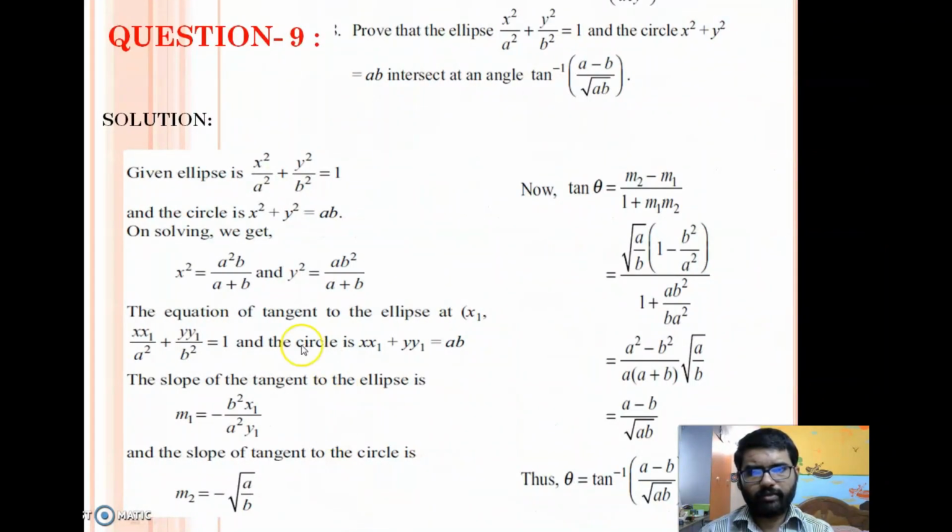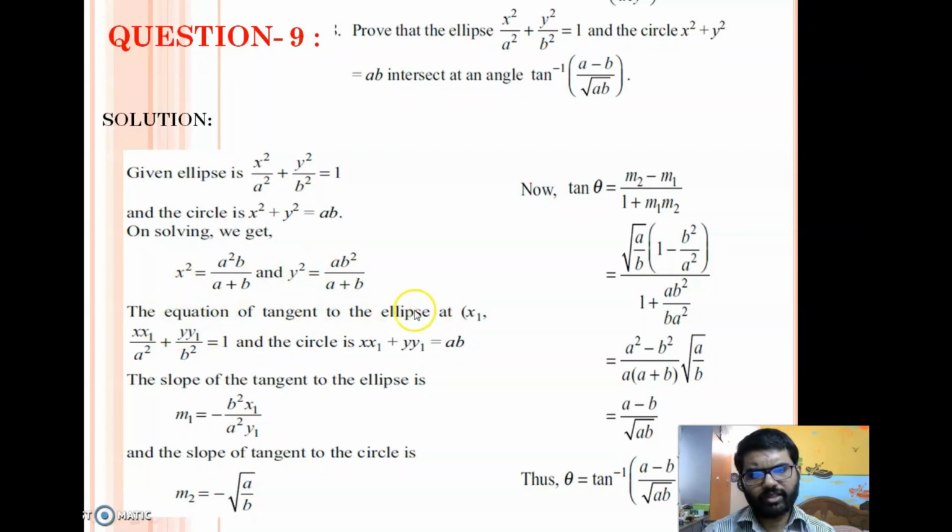Next, question number 9. Prove that the ellipse x²/a² + y²/b² = 1 and the circle x² + y² = ab intersect at angle tan inverse of (a − b) by √(ab). The ellipse equation and the circle equation we have taken. Both points of intersection we calculated by substituting here the x² and y² values.